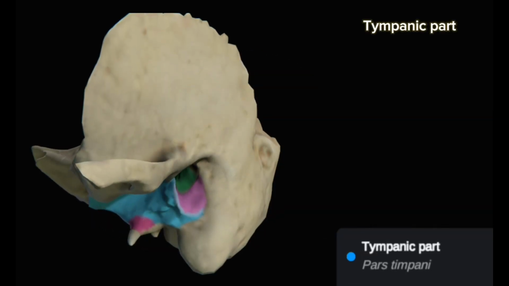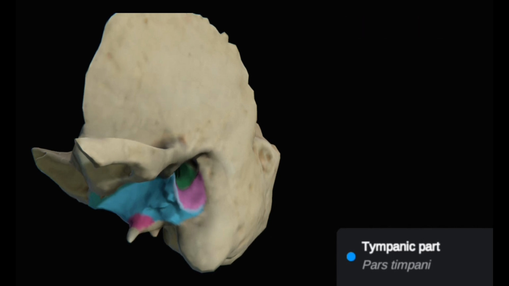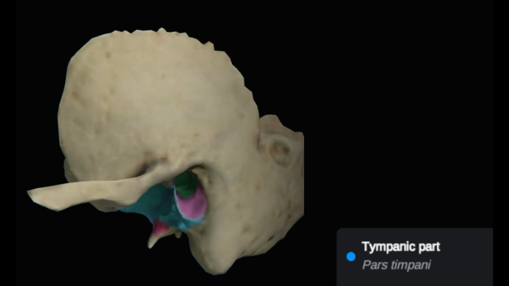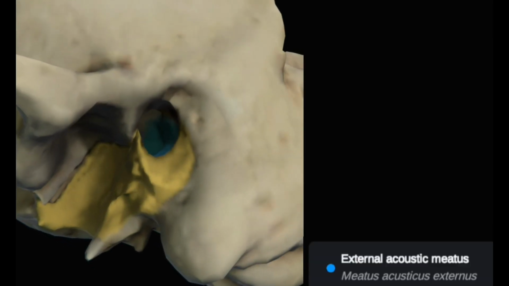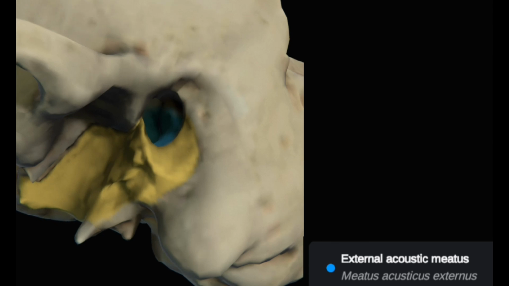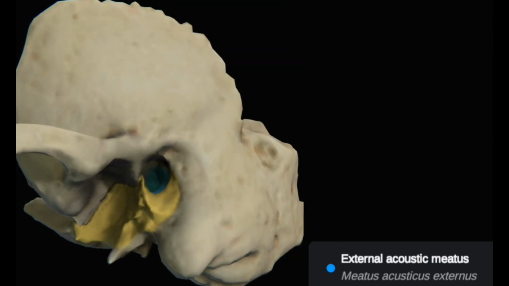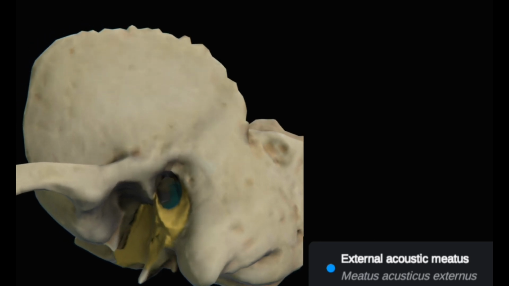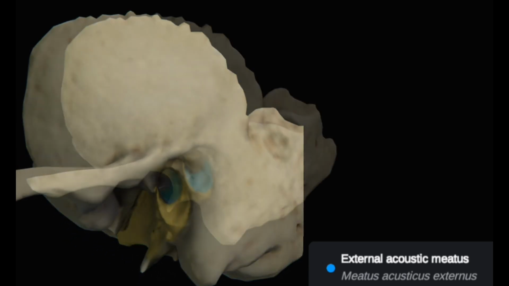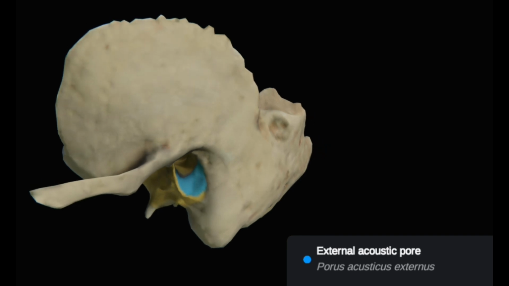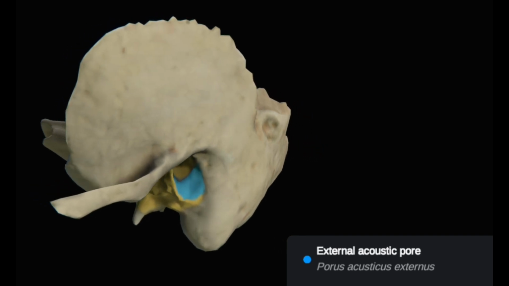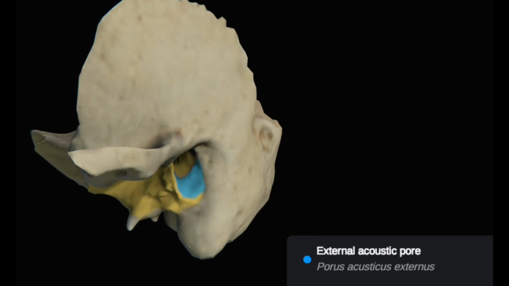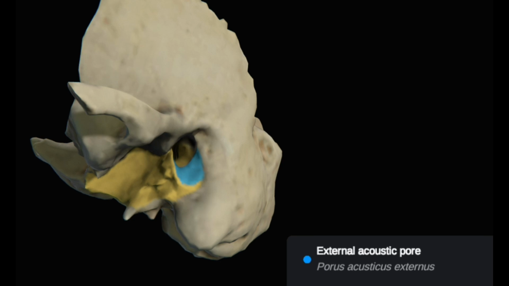The tympanic part of the temporal bone forms the anterior, inferior, and part of the posterior edge of the external acoustic meatus. The external acoustic meatus is a short canal directed inward and somewhat forward, leading to the tympanic cavity. The superior edge of its external opening, porus acousticus externus, and part of the posterior edge are formed by the squama of the temporal bone, while the rest of its extent is formed by the tympanic part.